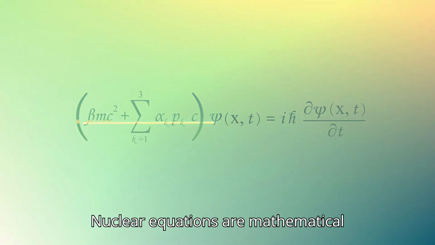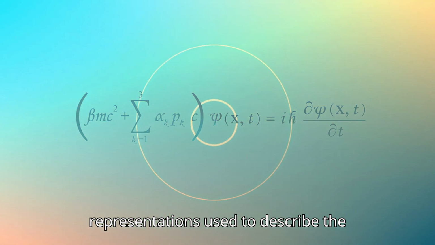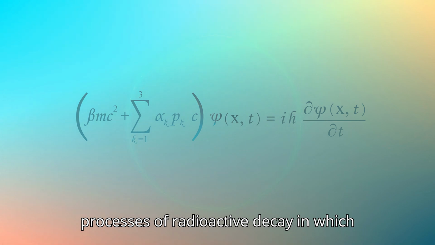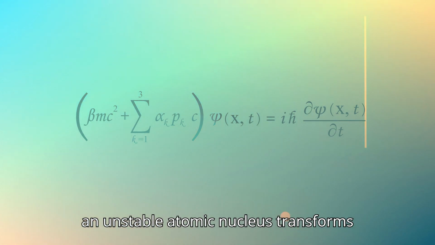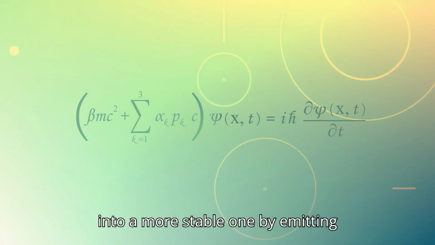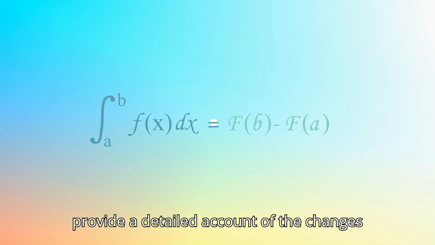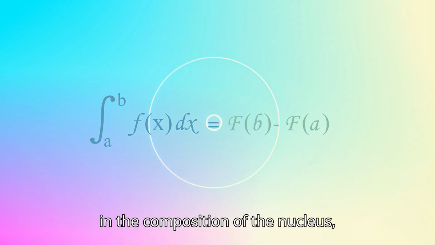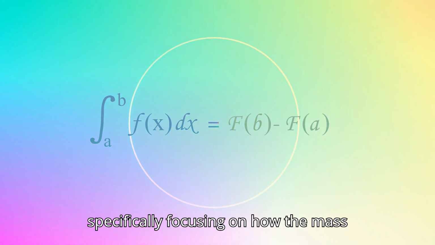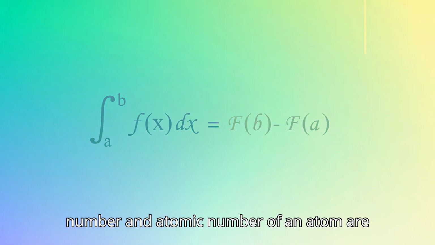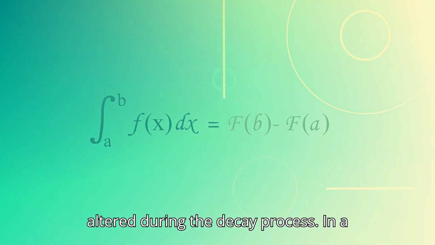Nuclear equations are mathematical representations used to describe the processes of radioactive decay, in which an unstable atomic nucleus transforms into a more stable one by emitting particles or energy. These equations provide a detailed account of the changes in the composition of the nucleus, specifically focusing on how the mass number and atomic number of an atom are altered during the decay process.